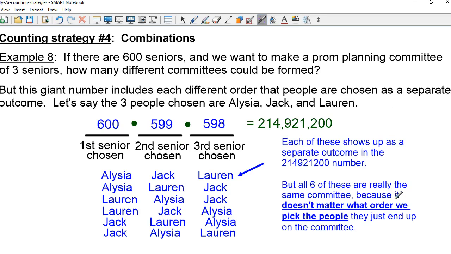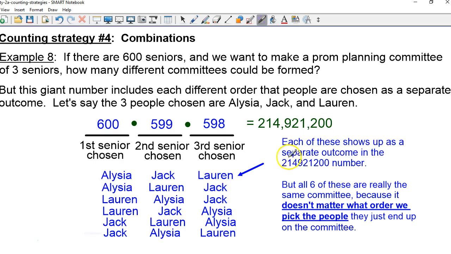All right, but the problem is, let's imagine that the 3 people chosen were Alicia, Jack, and Lauren. Alicia, Jack, and Lauren might have been chosen in that order: Alicia first, Jack second, and Lauren third. But it could have been Alicia chosen and then Lauren and then Jack, right? Or Lauren, then Alicia, then Jack, or Lauren, Jack, and Alicia, or Jack, then Lauren, then Alicia, or Jack, then Alicia, then Lauren. But each of these would show up as a separate grouping in this 215 million number.